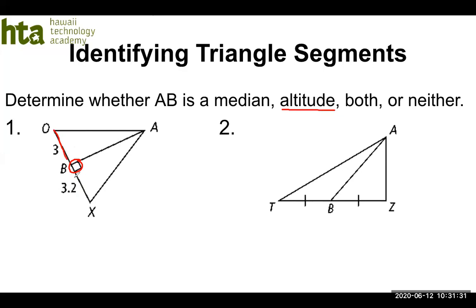So this side is not the same as this side, which means B is not a midpoint. So it is not a median. So it cannot be both. And since it is an altitude, it cannot be neither. So this is an altitude. Let's type it so it's faster.